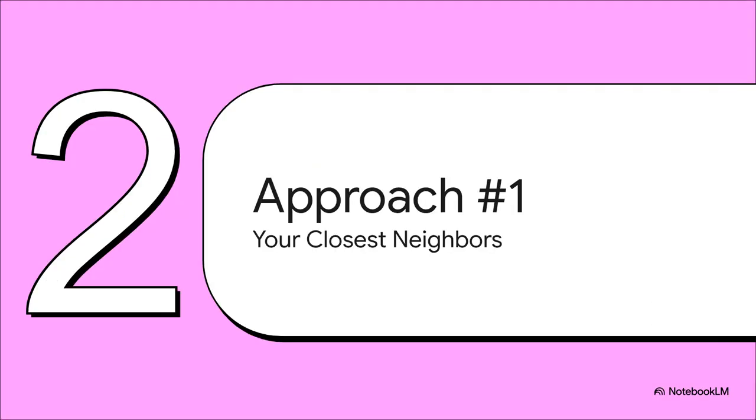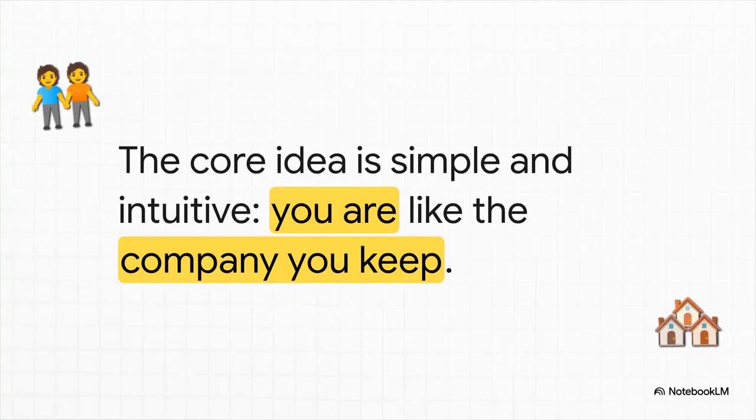All right, so how does a model actually think? Let's look at 2 totally different ways they can approach a problem. The first one is, I think, incredibly intuitive. It's called K-nearest neighbors, or KNN for short, and it's basically built on a very human, almost social idea. The whole idea behind KNN boils down to this old saying, you are like the company you keep. Seriously, that's it.